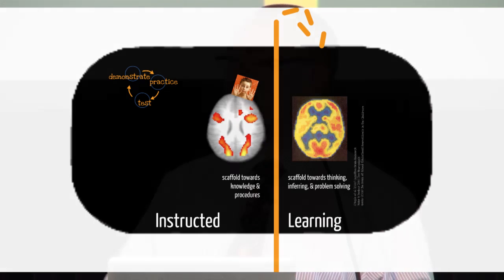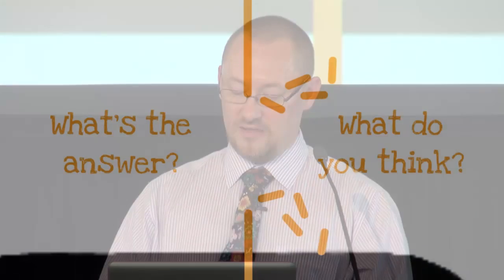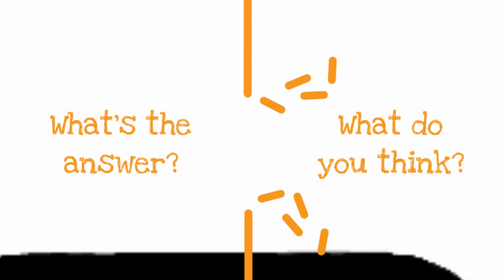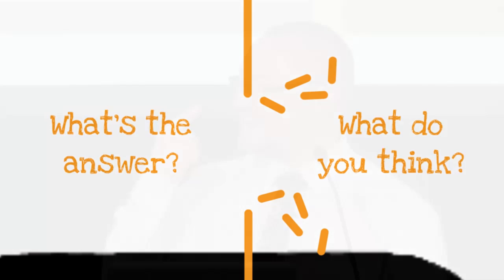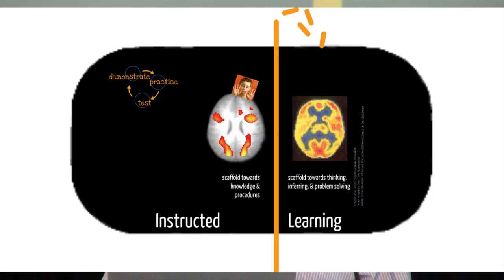This frontal region of the brain is the part that's doing those stop and think skills that I'm sure you've heard me talk about before. Organising your thoughts: okay, I know this stuff, and here's the problem, how can I put it all together? That's what's going on in these frontal regions of the brain. Breaking through that barrier from being instructed to actually being an active learner is about the difference between the environments. On the left there, we're scaffolding towards knowledge and procedures. And on the right, we're scaffolding towards thinking, inferring, and problem solving. And it's different in the kids' brains when we're doing that.